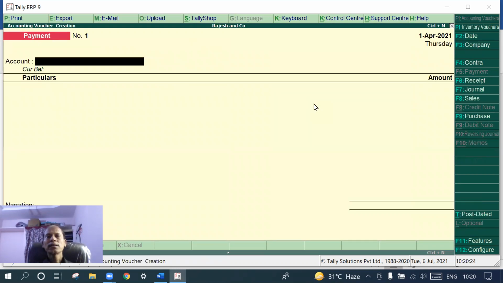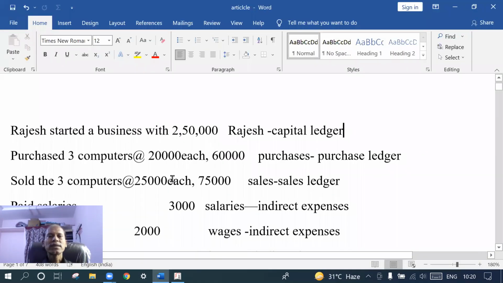So now I'm clicking on this. Yes. One by one, we have to enter in this. First one is receipt, not payment. See, first one is Rajesh started a business with 2,50,000. So amount is received. Receipt.